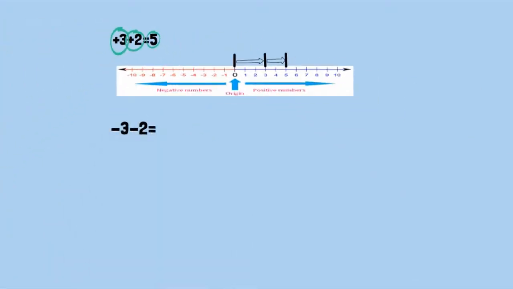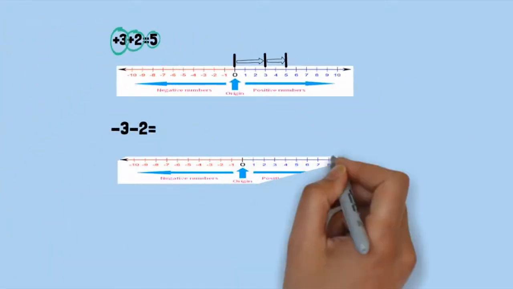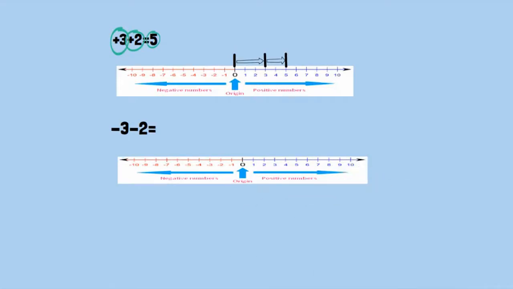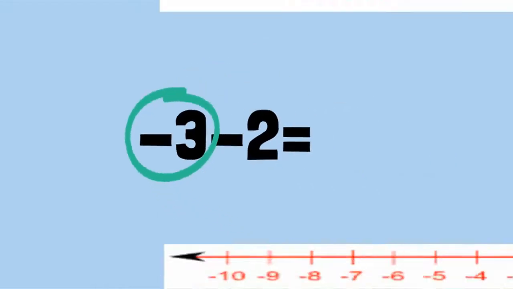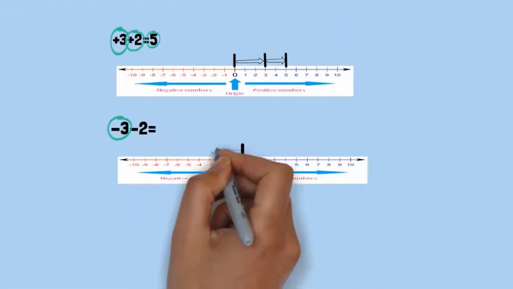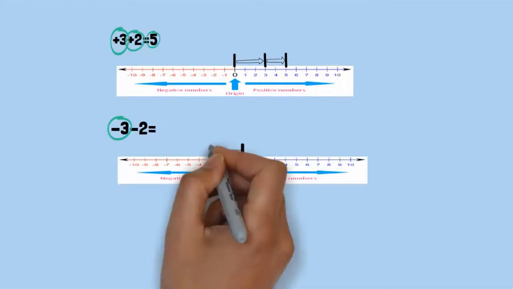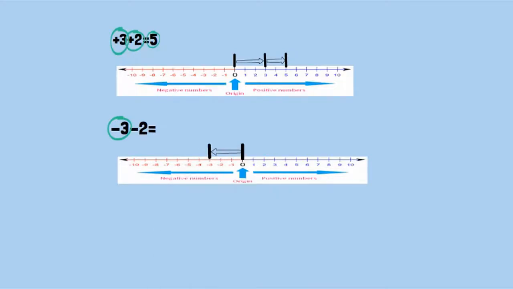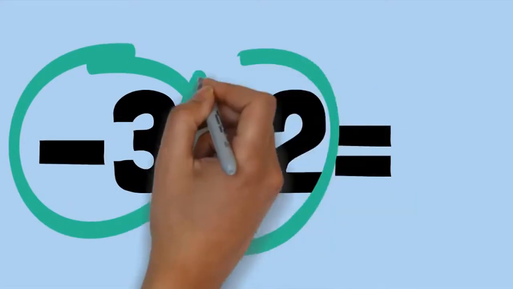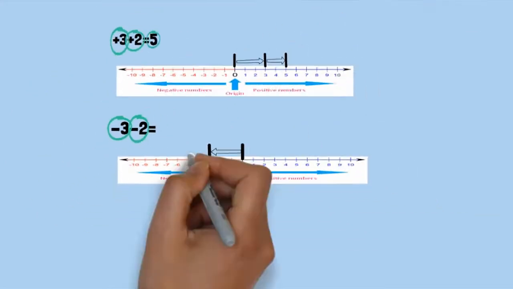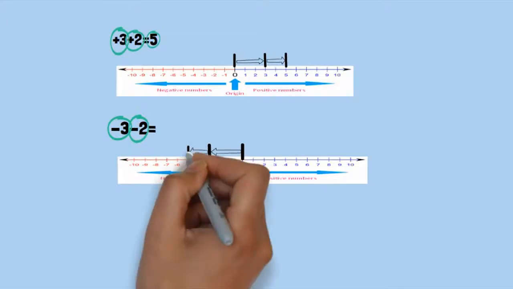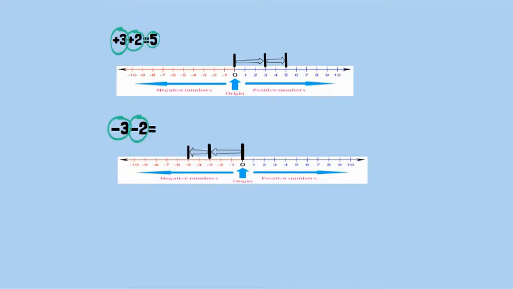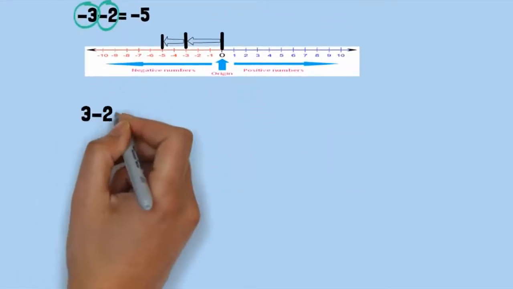Another example, we have negative 3 minus 2. We follow the same steps: drawing a number line, start from 0 and look to the integers we want to represent. The first one is negative 3, which has a negative sign, so we move 3 units in the direction of negative integers. The second integer we want to represent is negative 2, so we move in the same direction of negative integers by 2 units until we finish at negative 5, so negative 3 minus 2 is negative 5.